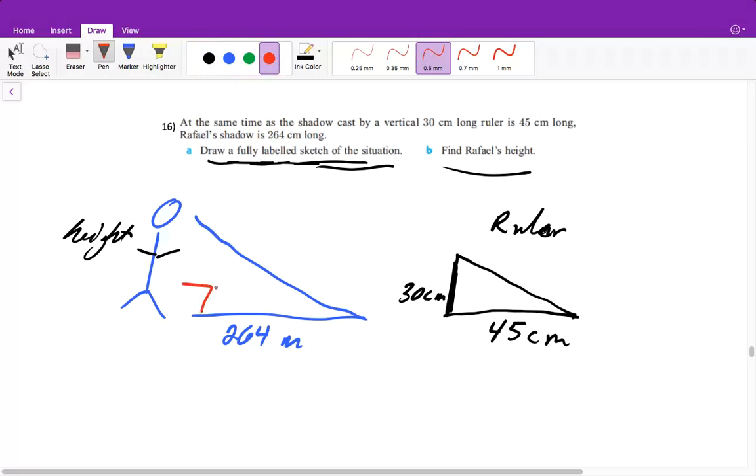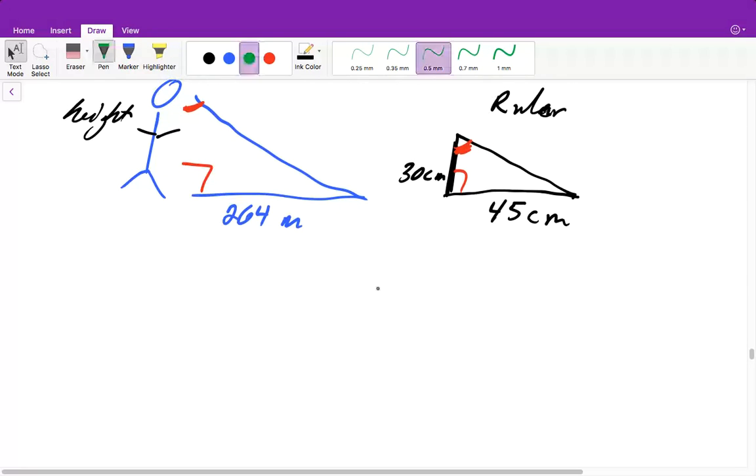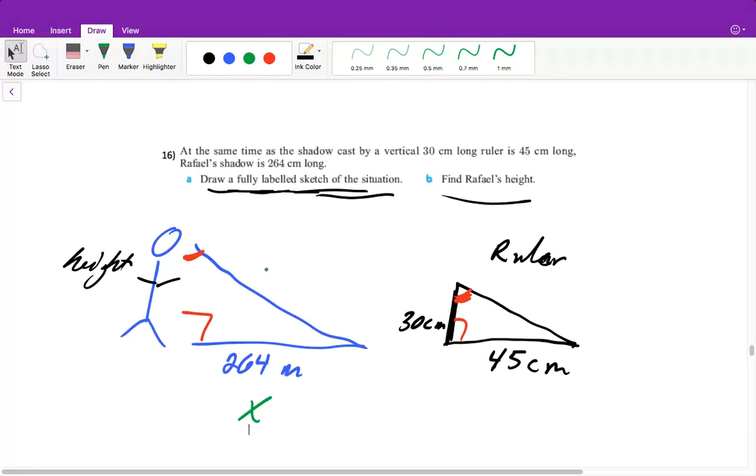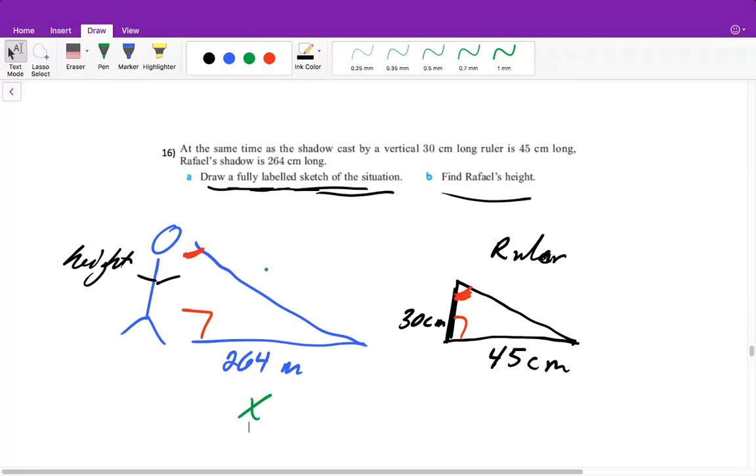Well, we know that these two are going to be similar triangles because they will both be perpendicular to the ground. And then the shadow, the angle of the shadow will be the same for both, so it's going to be equal here as well. So now we can go ahead and create Raphael's height, the unknown. So we're going to solve this over here. X. I'm sorry, this was not 264 meters, but 264 centimeters.